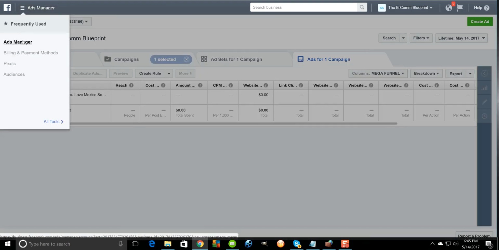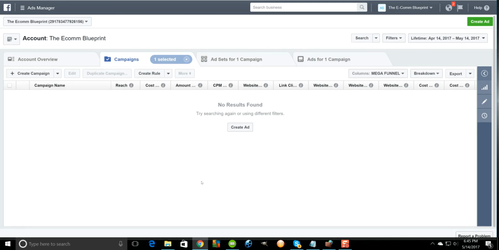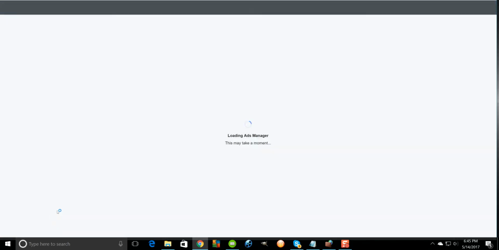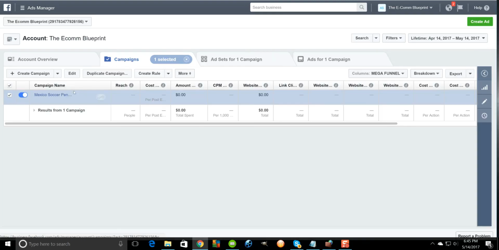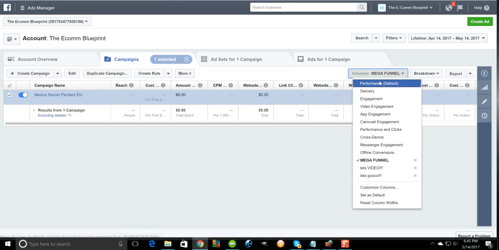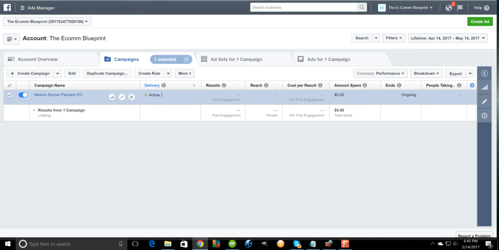Let me go back to my ads manager. Let me refresh it. Sometimes it takes a second to show up in your ads manager. And there it is, okay? Let me see, performance, and look at that. The ad is already active and live, okay?